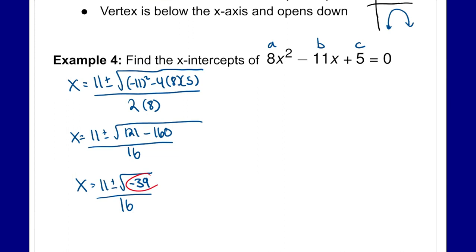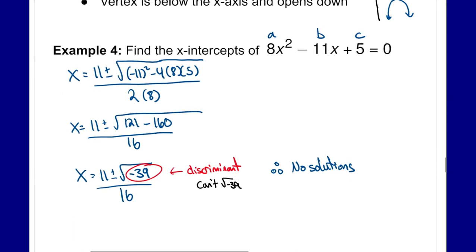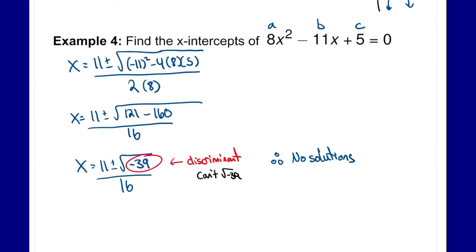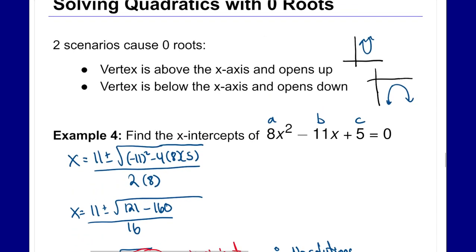Right, so this value here, the discriminant, is a negative value, and we can't square root a negative. So we cannot square root -39, so therefore there are no solutions. With the negative number, we can't square root it, so there are no solutions to this quadratic. So that just means there are no x-intercepts. So it's one of the two scenarios that we mentioned above.